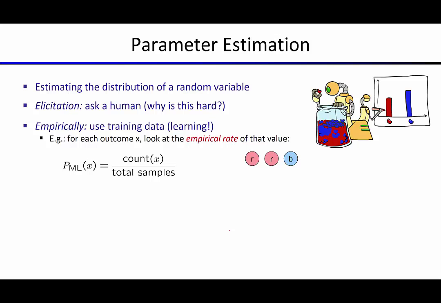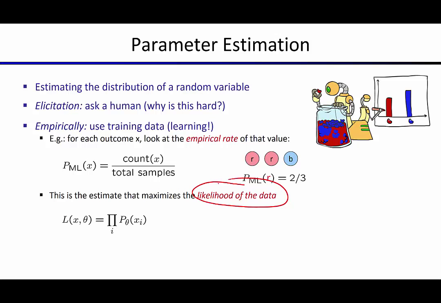So it's just a count of something divided by the total number of samples. Very, very simple. This is the estimate that also maximizes the likelihood of the data. Really important concept. This is something new. What are we looking at here?